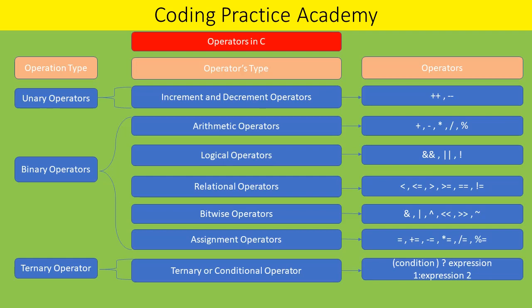The last one in this category for the operation type is the ternary operator. The ternary operator is an operator that takes 3 operands. Its operator types are ternary or conditional operators, and the operators used are the question mark and colon. The first is the condition, then there is a question mark, then expression 1 and expression 2. Expression 1 and expression 2 are separated by a colon.